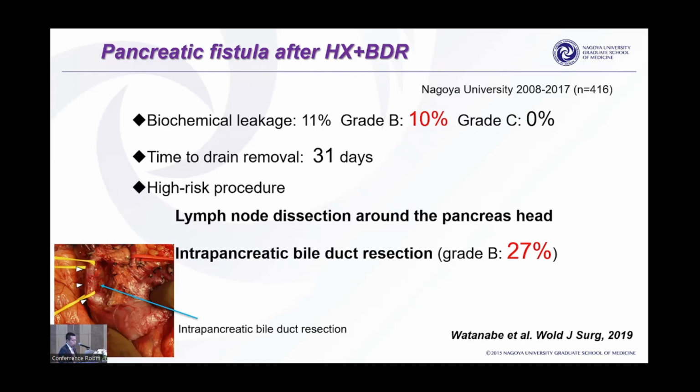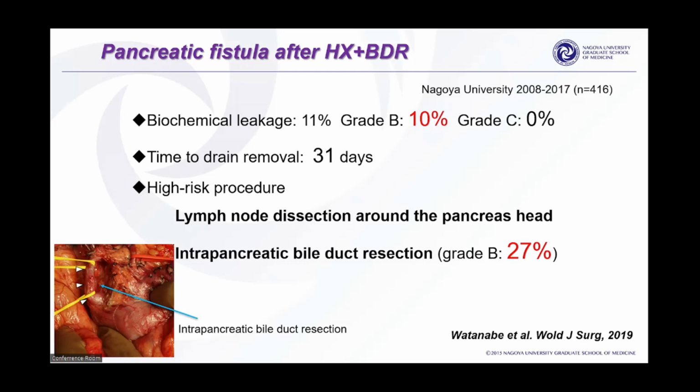Pancreatic fistula is a well-known complication after pancreatoduodenectomy. But pancreatic fistula also occurred after hepatectomy with bile duct resection. In the previous study, we reported 10% of patients who underwent hepatectomy with bile duct resection developed grade B pancreatic fistula. No patient had grade C pancreatic fistula. Median time to drain removal was 31 days.